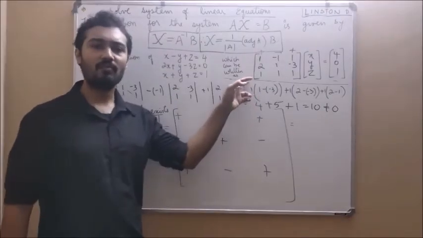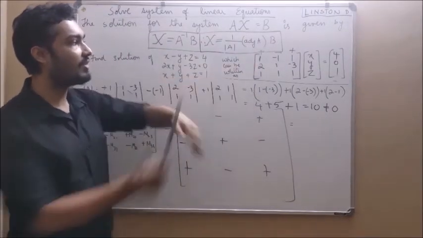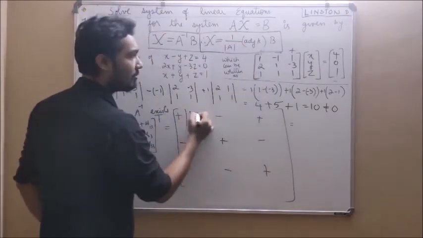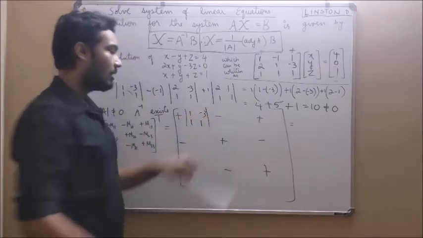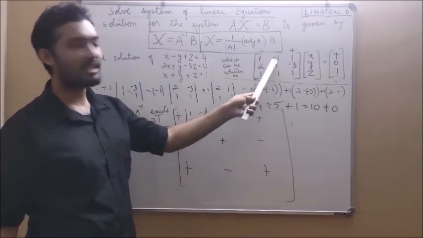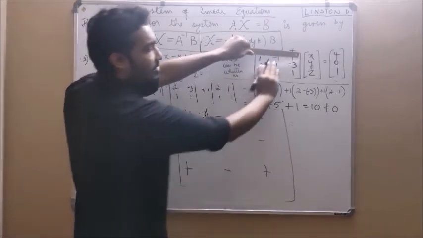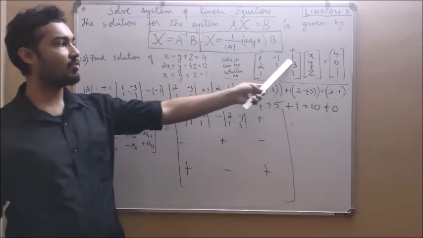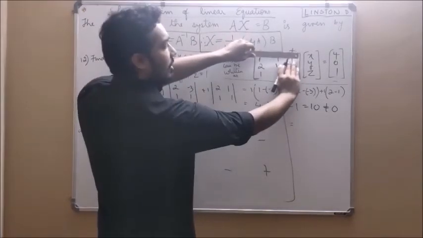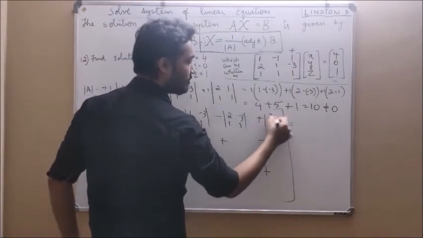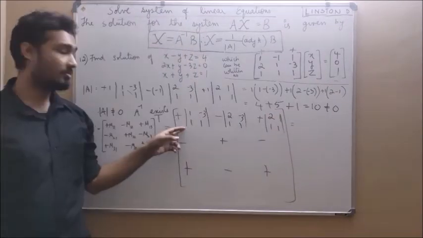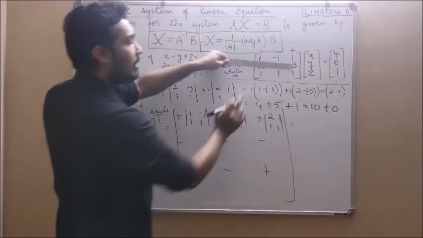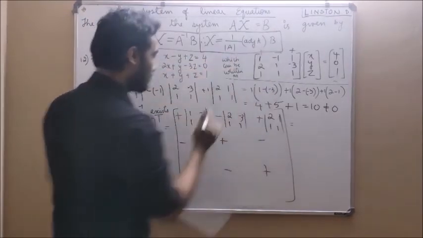Next we have to find M11. What is M11 for the first position? Cover its row, cover the column. What remains? Take its determinant: 1, minus 3, 1, 1. Next, the second position is this minus 1. Cover its row, cover its column. What remains? Take its determinant. Next here, this position 1. Cover its row, cover its column. What is the determinant you take? Next, here, this position 2. We have to find the minus, so cover its row, cover the column. What remains? Take its determinant.